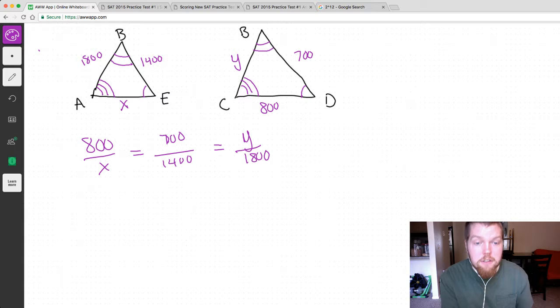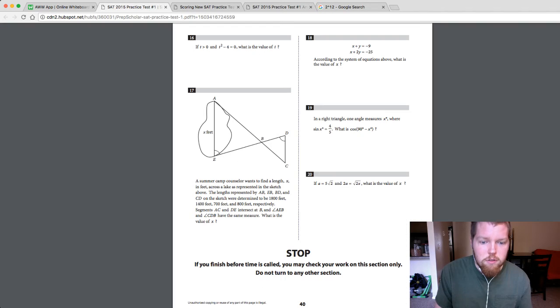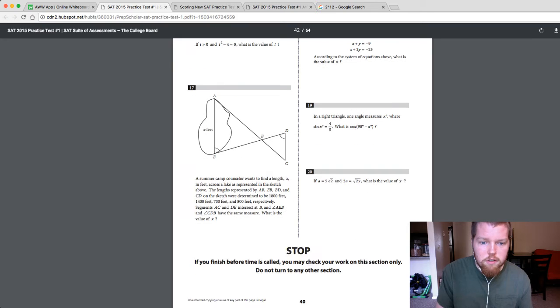Now, we're not interested in solving for y, we're only interested in solving for x, so we would use this here, and I would cross multiply to get 700x equals 14 times 8. Is there no calculator on this part? Yeah, still no calculator.